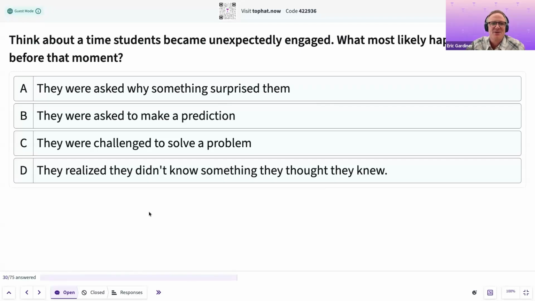I can see the answers rolling in here. Give it another few seconds. Oh, we got some folks in the chat. B, they're asked to make a prediction. That's one of my favorites. Challenge to solve a problem. Yeah, D, sort of creating a bit of a knowledge gap, perhaps.